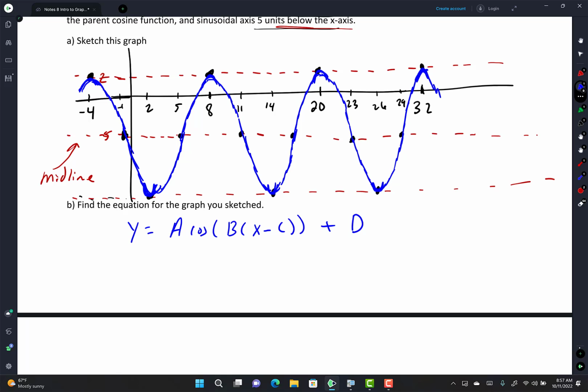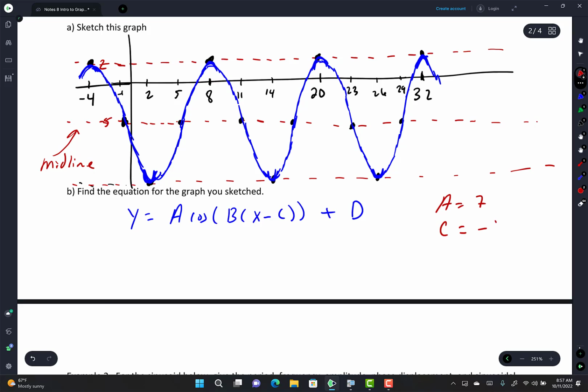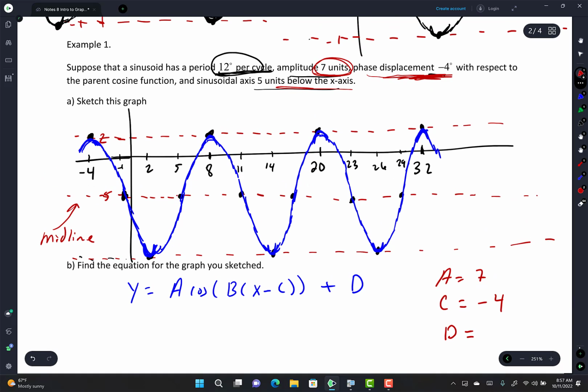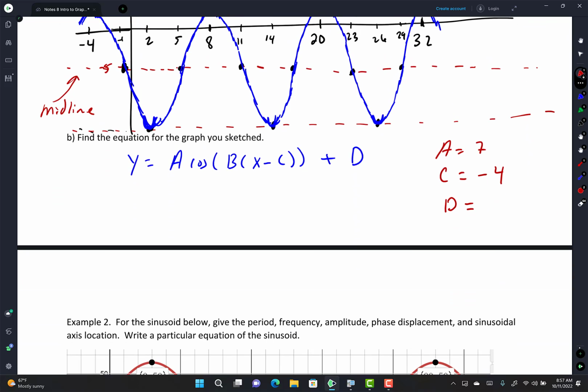Are we okay? Do we know what the amplitude is? 7. So write a equals 7 on the side. Do we know what my phase shift is? The C. What was the C? Phase displacement. That's my C. What is it? -4. Negative times the negative is going to be a positive. So for C, just leave it as -4. The D is your midline or your sinusoidal axis. Where's my midline at? -5.